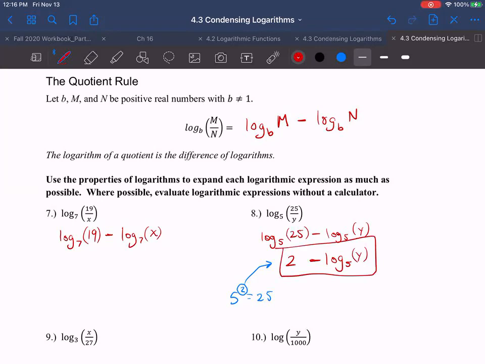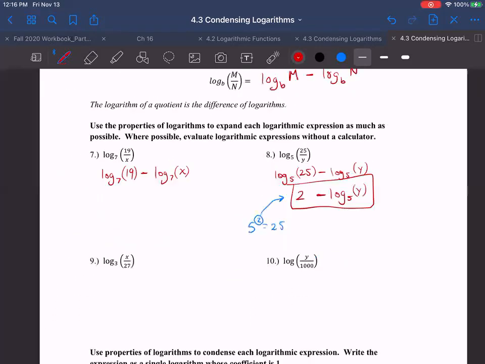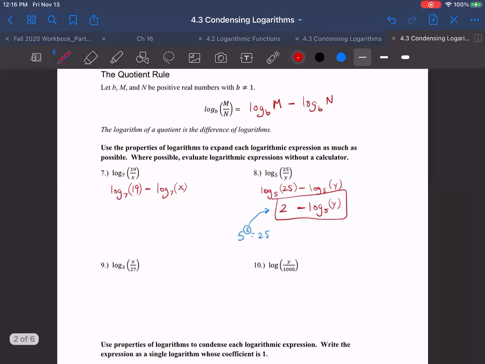Okay, so go ahead and try numbers 9 and 10, and I'll give you a few minutes to try them.